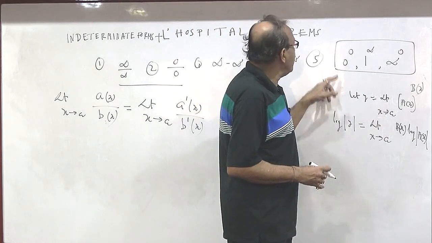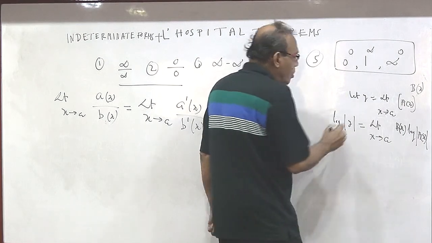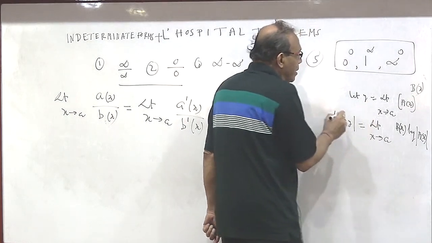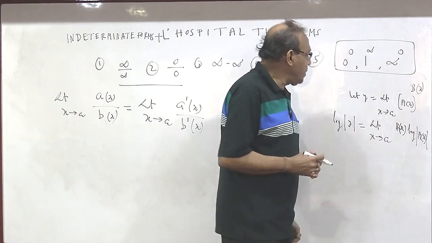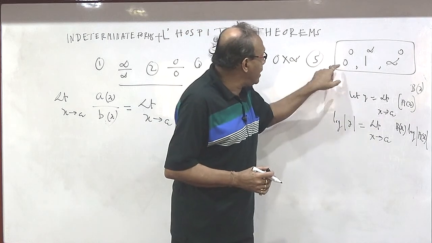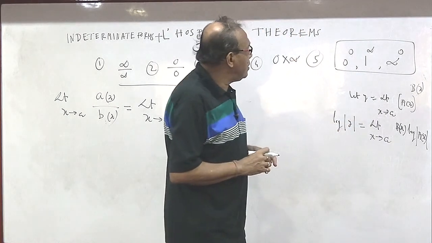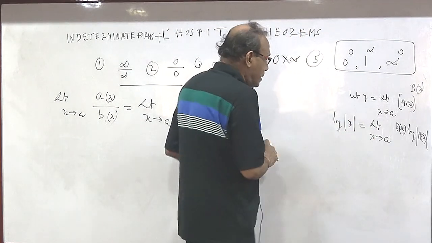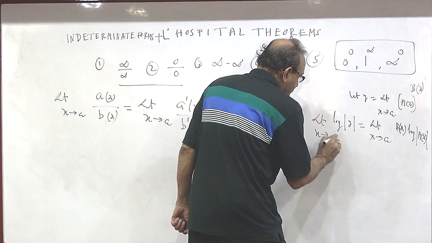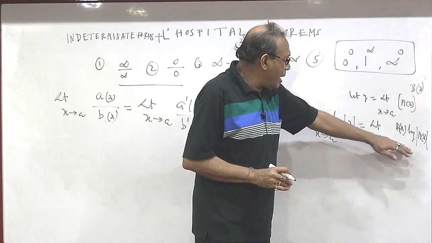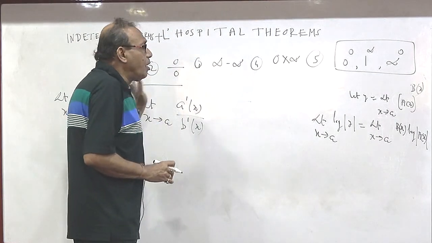With respect to the last three forms, 0 to the power 0, 1 to the power infinity, infinity to the power 0, I have to put y equal to the function. The problems are like that: limit x tends to a of a(x) to the power b(x), and this is either of 0 to the power 0, 1 to the power infinity or infinity to the power 0. I take log both sides and then go on. Then you will observe, after algebraic manipulation, this belongs to either infinity by infinity or 0 by 0.